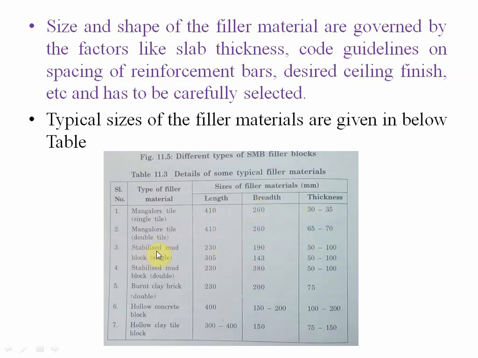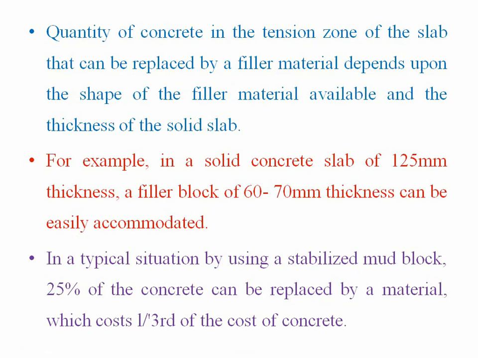For the stabilized mud blocks, for a single mud block the length is 230 mm, breadth is 190 mm, and thickness is 50 to 100 mm. Likewise, for the different materials they have given the code guidelines. You have to follow that to select the size and shape of the filler material. The quantity of the concrete in the tension zone of the slab that is replaced by a filler material depends on the shape of the filler material available and the thickness of the slab, that is solid slab.